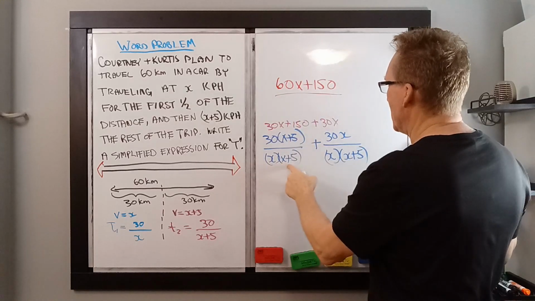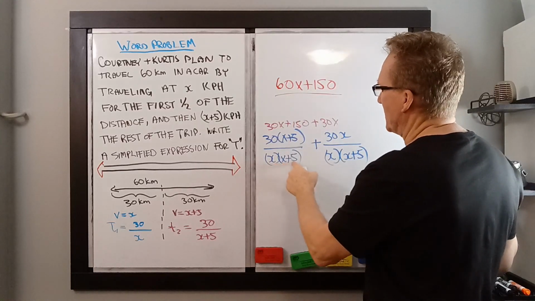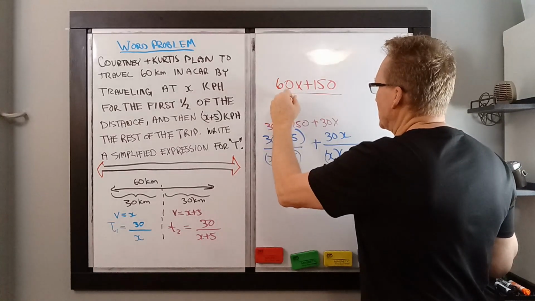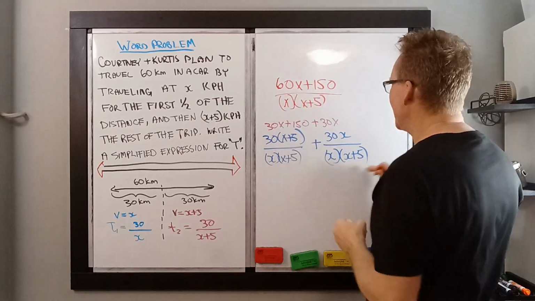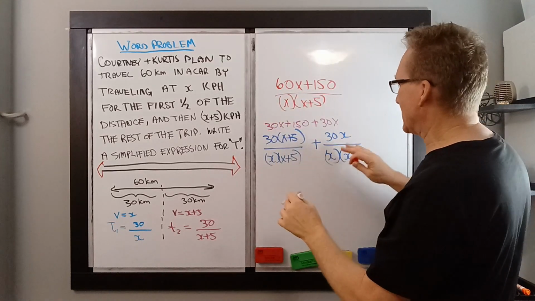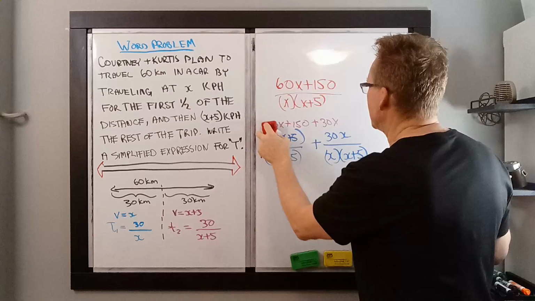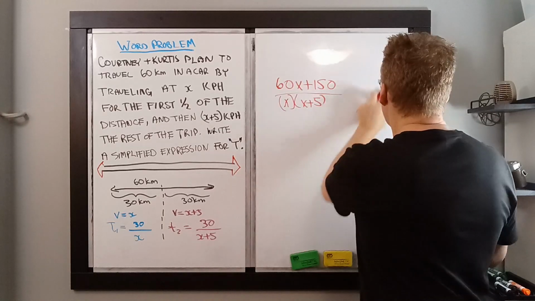And what's our denominator? We could multiply this out being x squared plus 5x, or leave it like this because it doesn't help us to multiply this out. It doesn't give us a better answer, and we can't cancel anything. So that is the answer right there.